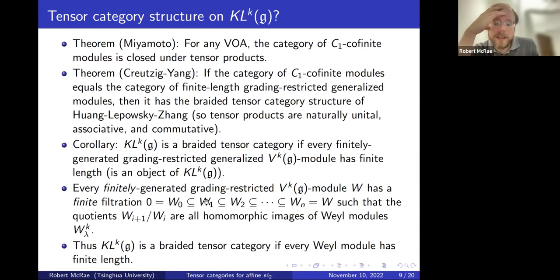So, the way you do this is that for W1 in this filtration, you look at the lowest conformal weight space of W. It's a finite dimensional G module, so it contains a simple G submodule. And then W1 is generated by that simple G submodule, which is contained in the lowest weight space of W. That gives you a quotient of a Weyl module. And then you quotient out W1, and W2 mod W1 is constructed in the same way, and you keep going. And this filtration ends after finitely many steps because this module is finitely generated. So eventually you get all the generators. So it's enough to consider Weyl modules.